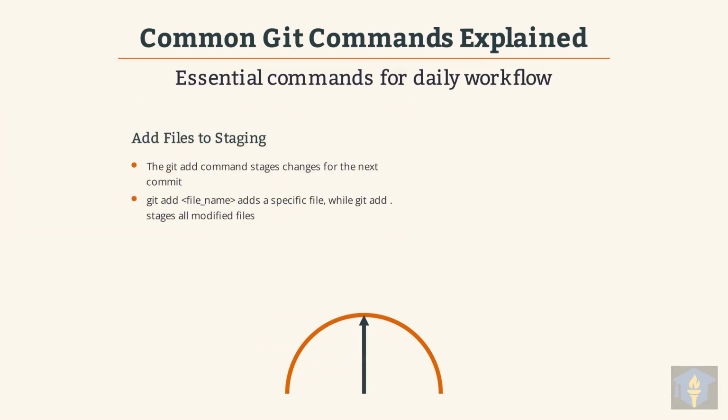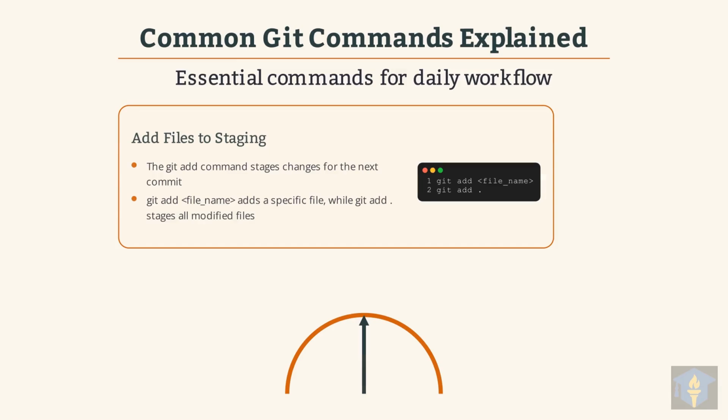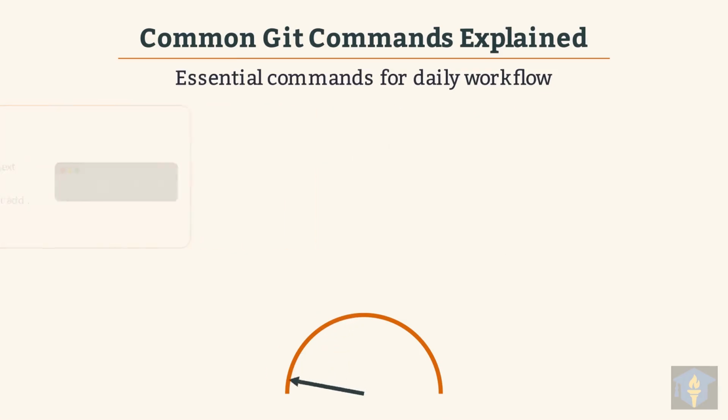Now, let's look at how to add files to the staging area before making your next commit. The git add command stages your changes, preparing them for your next commit. You can add specific files or all modified files. Use git add with a file name to stage one file, or git add dot to stage all changes easily.